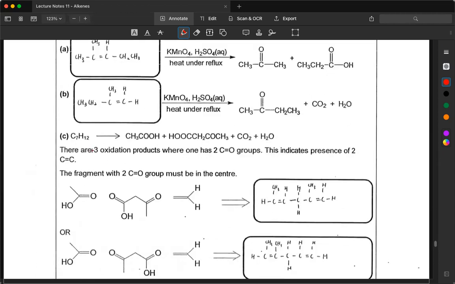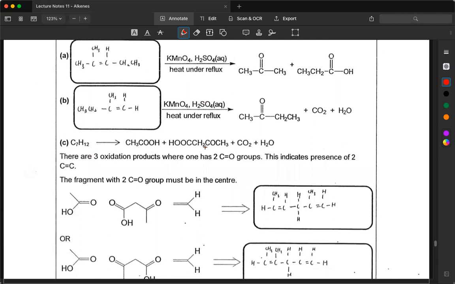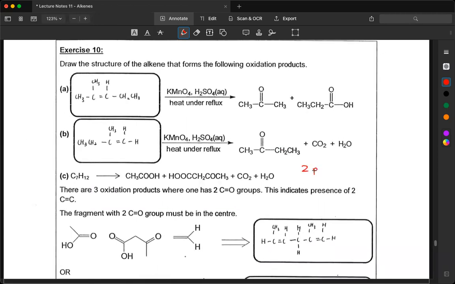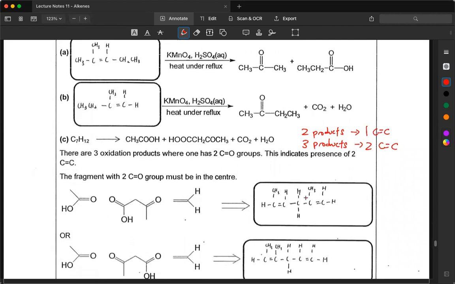In this case, there are three oxidation products where one has two C double bond O groups. So this means there are two C=C double bonds, because if you form three products, then definitely there will be two C=C bonds. Two products, one C=C double bond. Three products upon oxidation, two double bonds between carbons. So the fragment with two C=O bonds must be in the center. So you just redraw this. Yeah, this is the one. This one must be in the center.